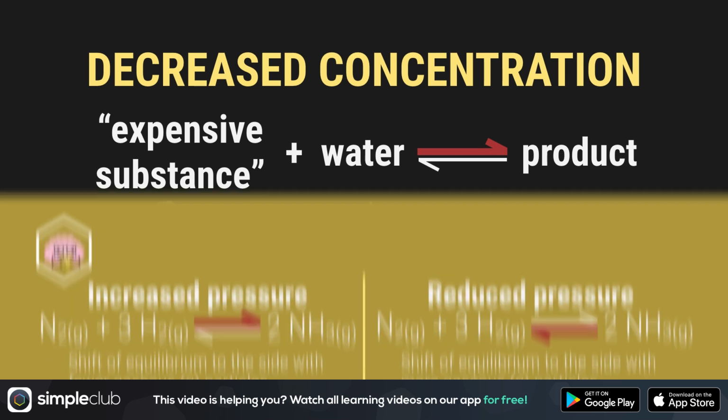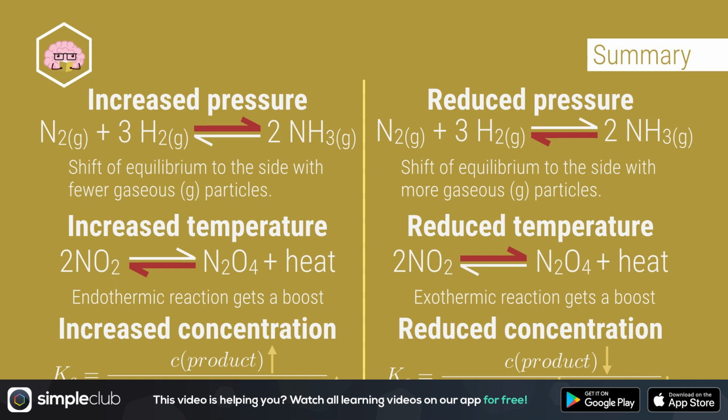So remember, you have 3 options for changing chemical equilibrium. You can vary the pressure, temperature, or concentration of the substances involved. Here's another nice overview of it.